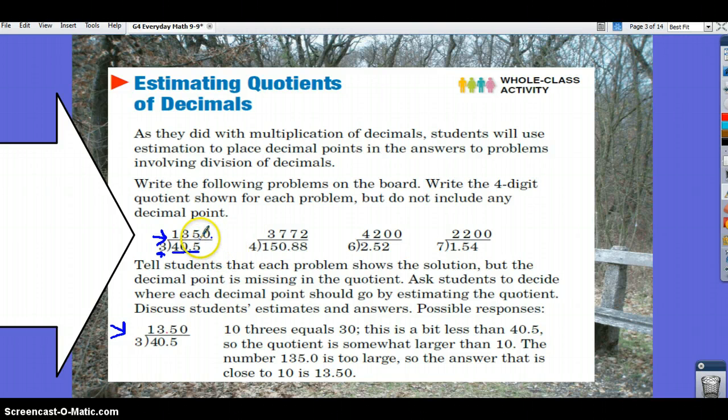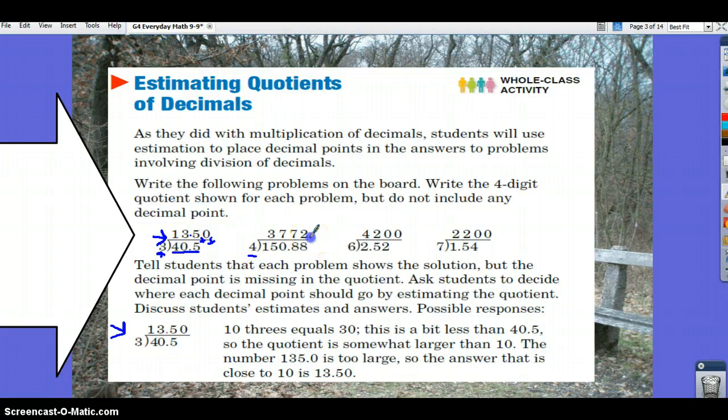It wouldn't make sense to put my decimal here at 135. What makes the best sense is to put it here for 13.5. That is the number that will get me closest to my 10 that I estimated. Again, I'm starting out with 150, and I'm dividing it into 4 groups. Well, it would be easier for me if I rounded this to 160, which I know then 4 times 4 is 16, so my answer would be 40.